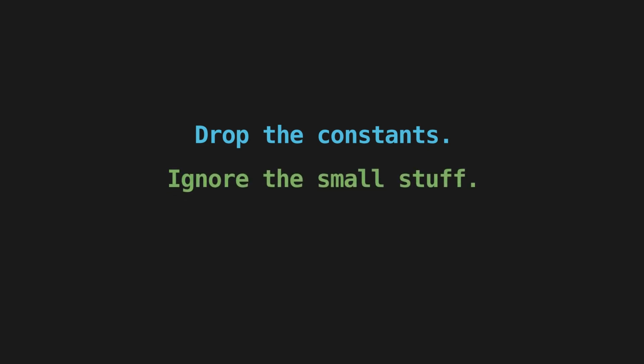Asymptotics tell you how algorithms scale, not how fast they are on tiny inputs. Drop the constants, ignore the small stuff, and focus on the dominant growth term. That's the whole game.